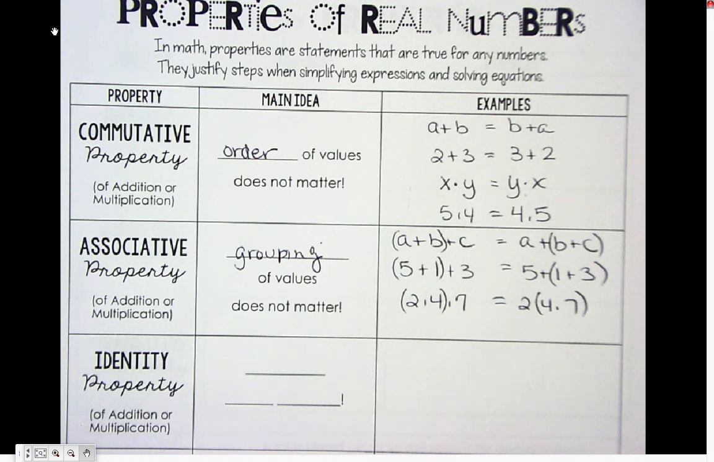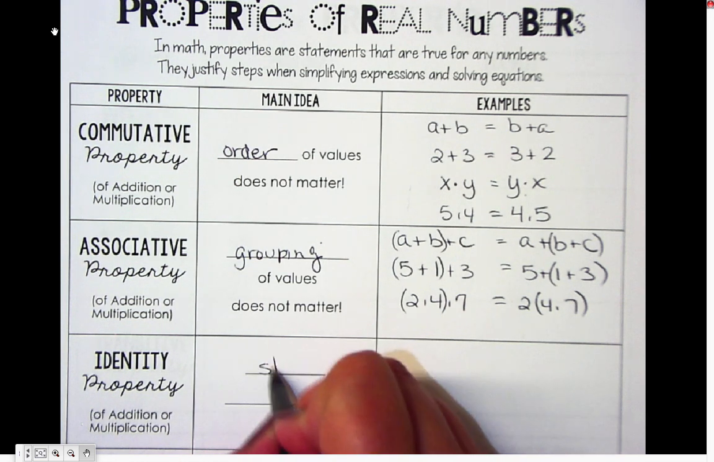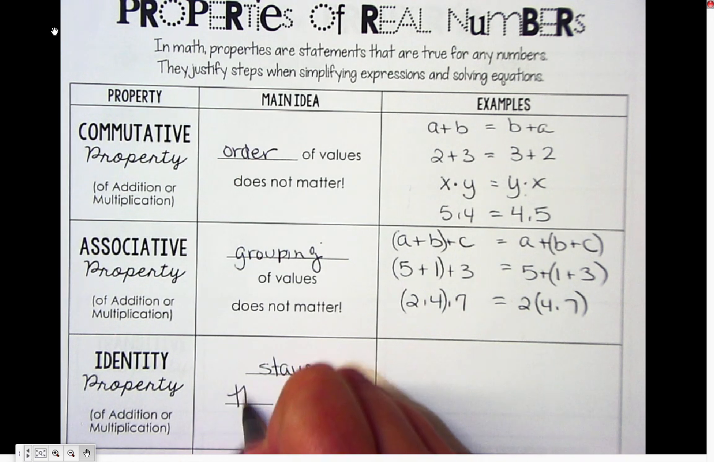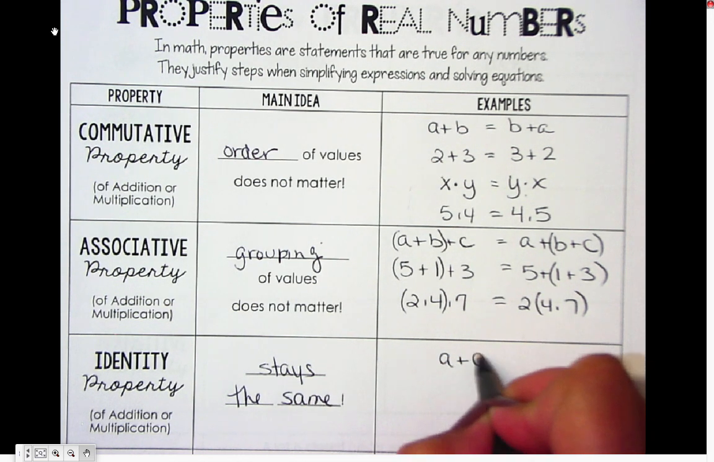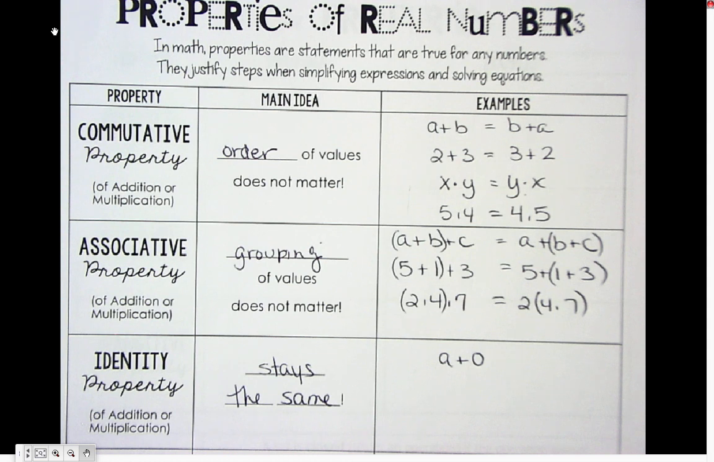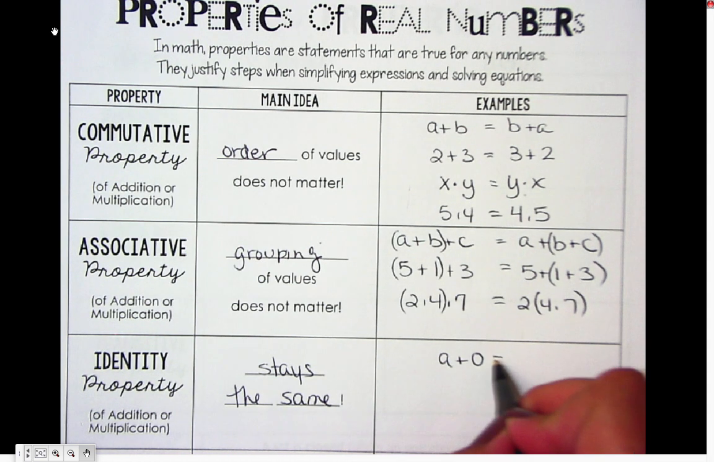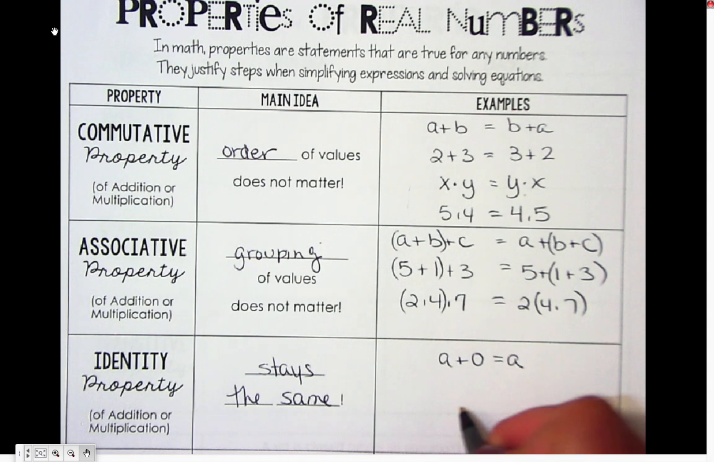The identity property is where everything stays the same. So if I add some number to 0, I get that same number back again. And if I multiply some number by 1, I get that number back again.